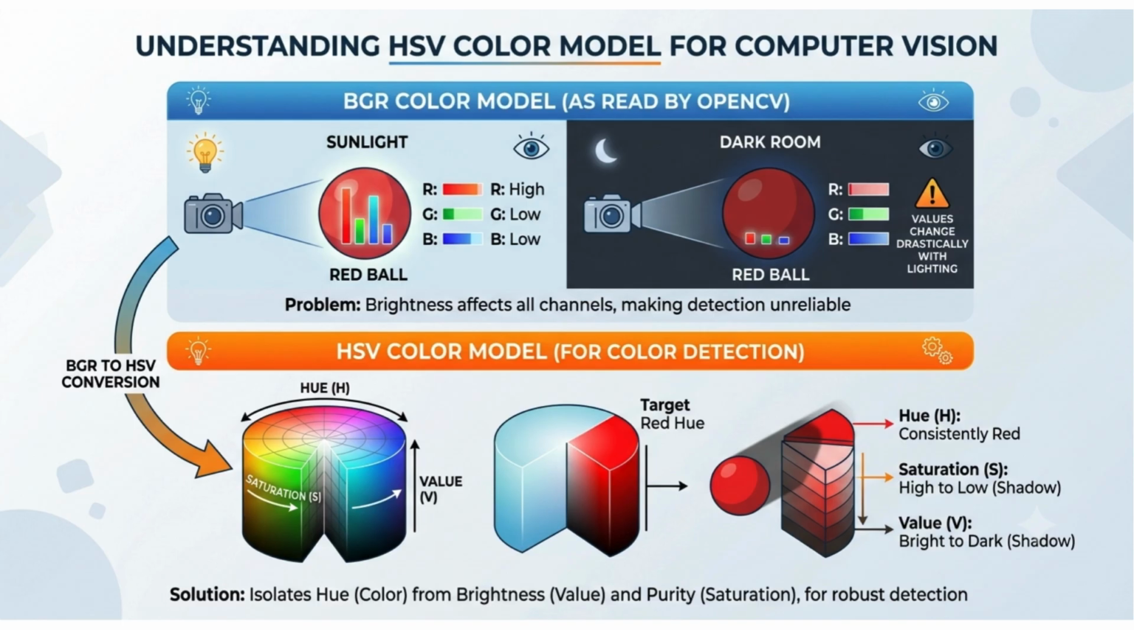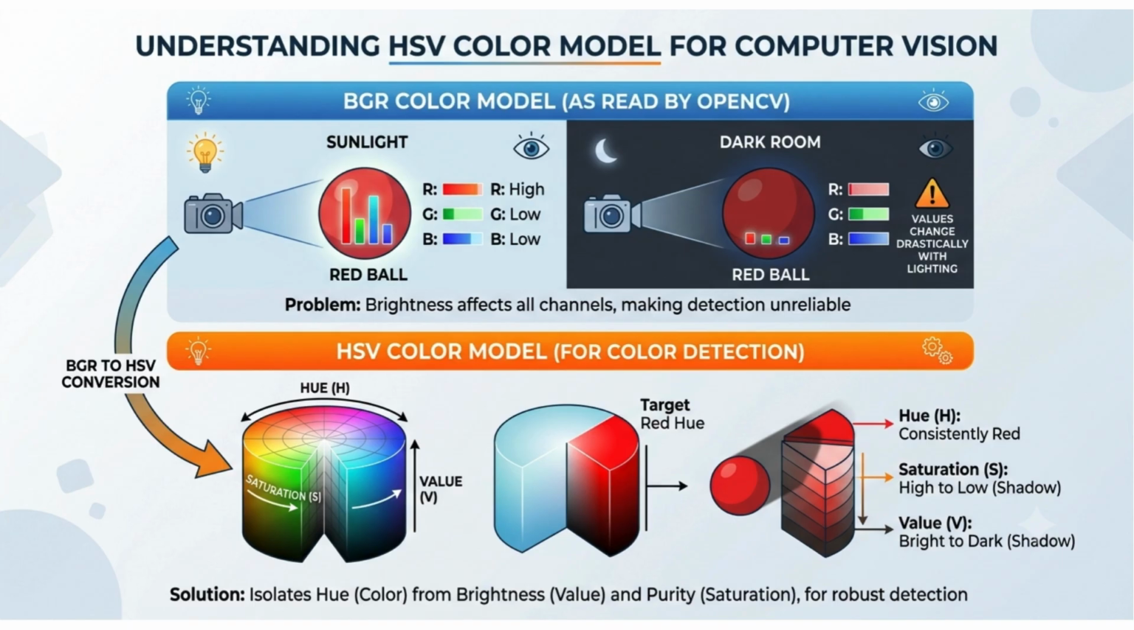Okay, so what is the HSV color model? Before we start detecting colors, we need to understand why we use the HSV color model instead of RGB or BGR. OpenCV reads images in the BGR format, where every pixel contains blue, green, and red values. Although this is perfect for displaying images, it isn't ideal for detecting colors.